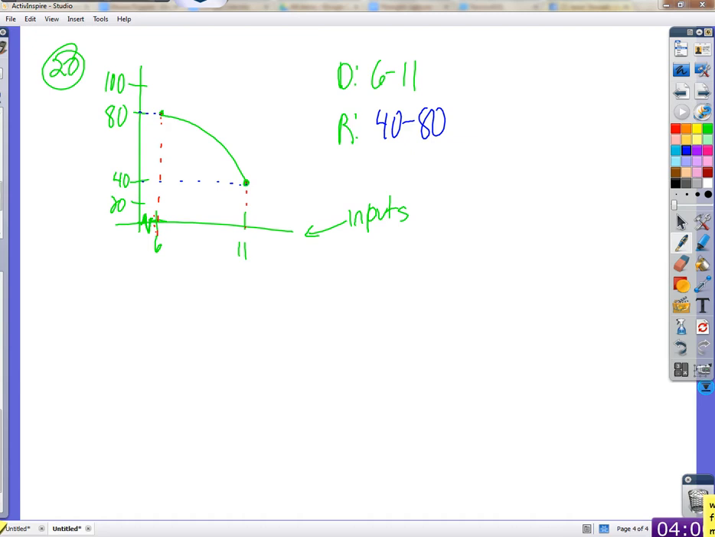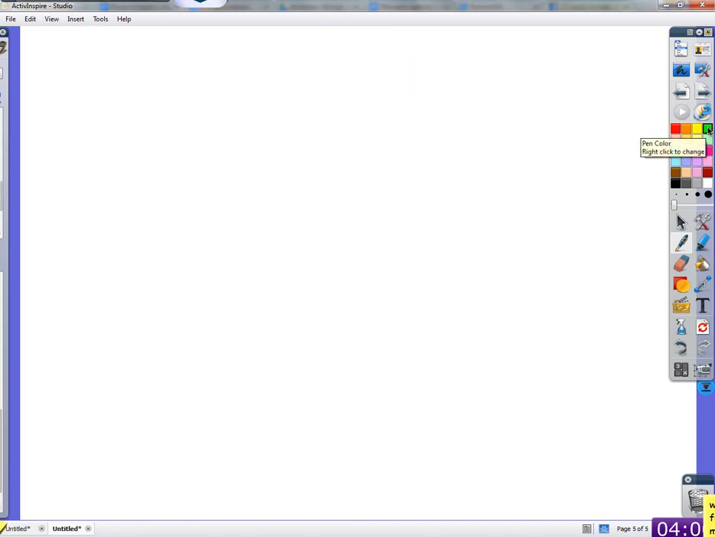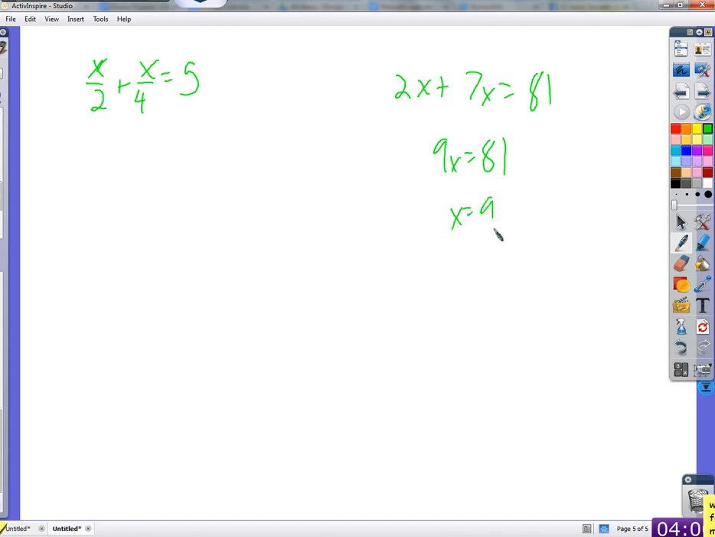So more questions before we start? What if we had 2x plus 7x equals 81? What would we do first? Combine like terms. These are like terms because they both have x's and they're both to the first power. So we get 9x equals 81. Divide by 9, x equals 9.